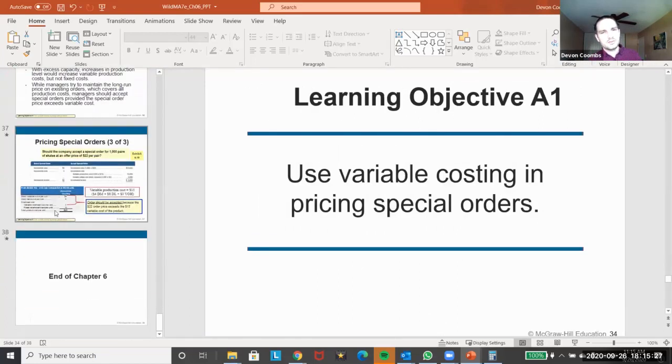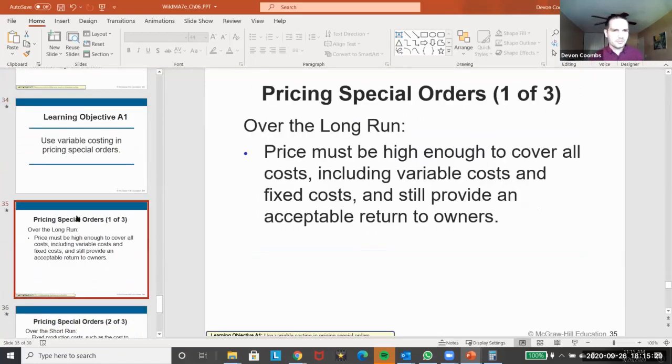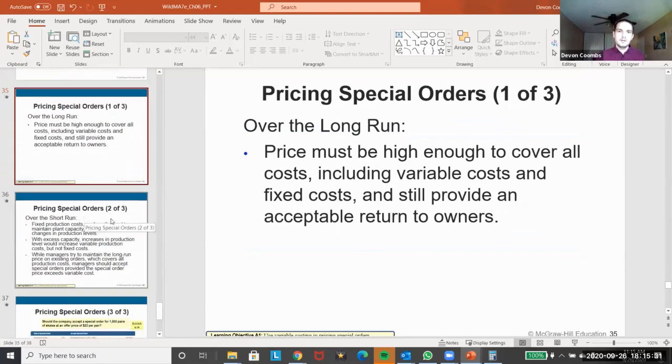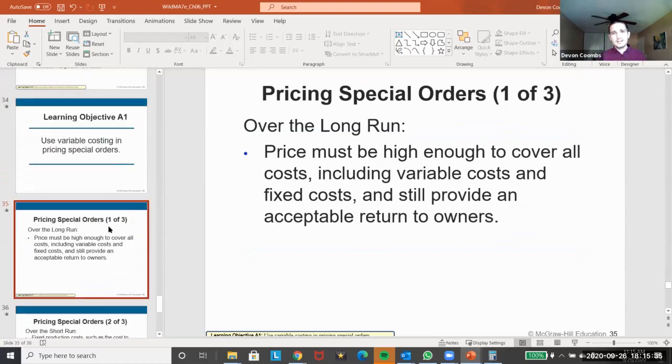And then there's this concept of using variable pricing for special orders. The concept here that I just want you all to get is that a special order is like a rush job. Imagine that you're a company that produces standard mugs that say something like, Mom, I love you, some of those cheesy mugs you can buy on Amazon that are cute.